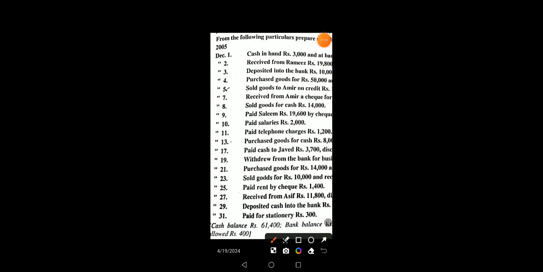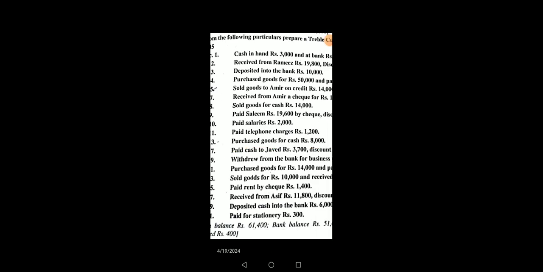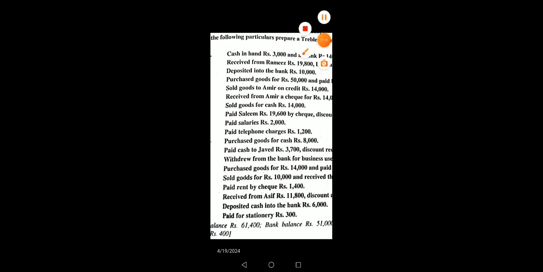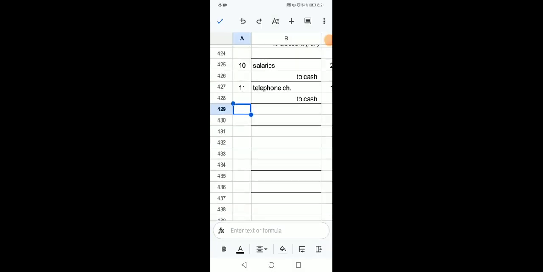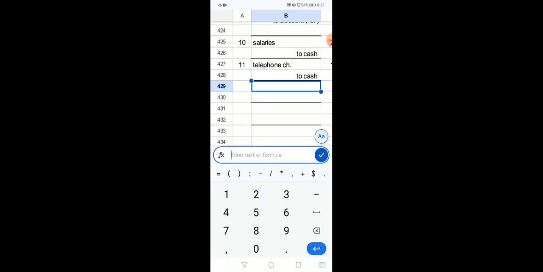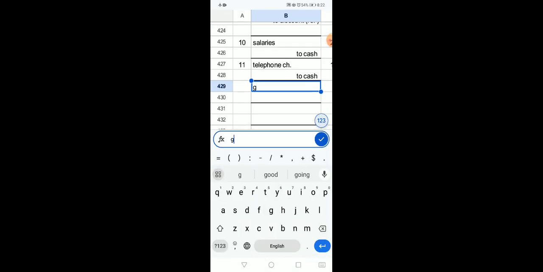After 11 we have entry number 13. What is it saying? Purchase goods for cash 8000. Now you are buying your goods for cash. When you are buying goods, it means goods are coming in. Goods are your asset. Asset is increasing, so you were supposed to write goods over here. As you know, we do not write goods in accounting, we write purchase in place of it. Goods is unnecessary, it was just for reference. So it means you have purchased.